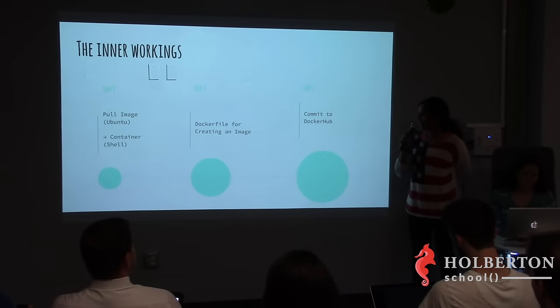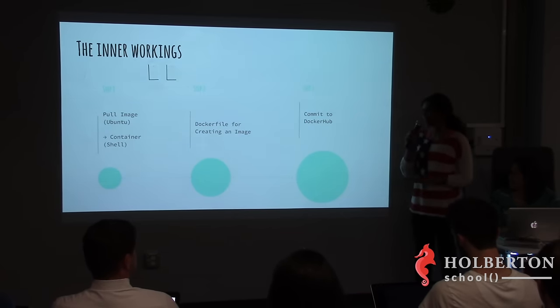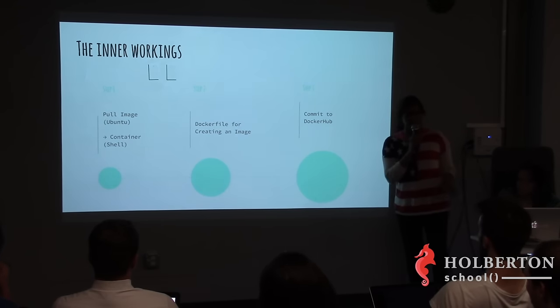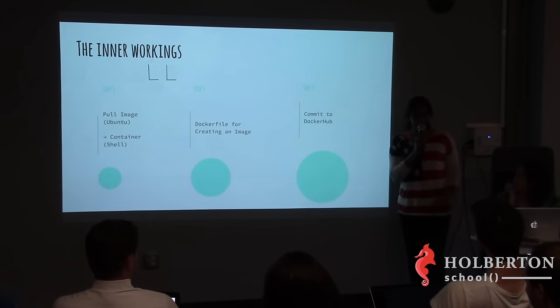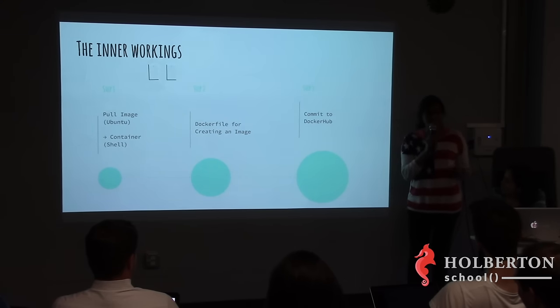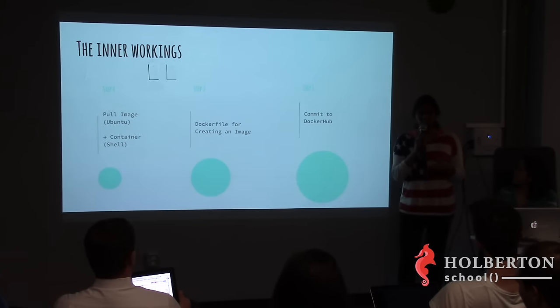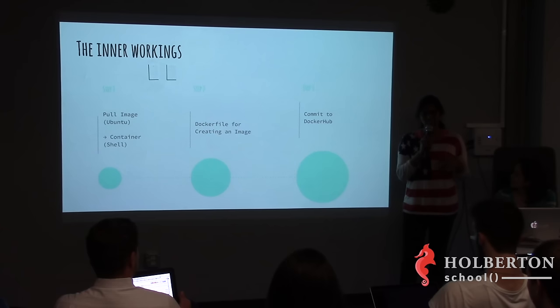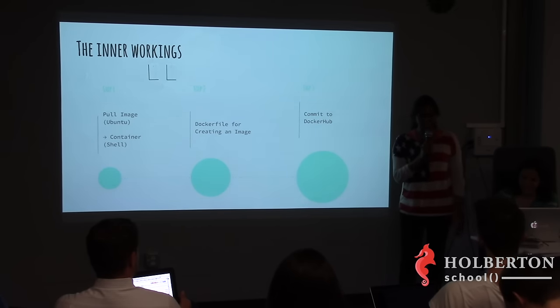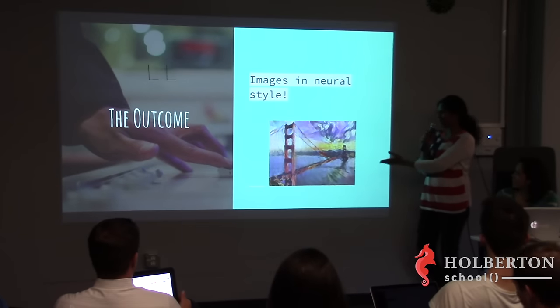Yeah. We combine images mainly using three steps. The first step is to pull a pre-existing image. In our case, we use Ubuntu and then create a container from the image, which is nothing but the interactive shell. Next, for creating our own image, we have to write a Dockerfile. Inside the Dockerfile, we use all the commands for combining the images. The final step is that we commit the changes to Docker Hub, and this was the expected output.